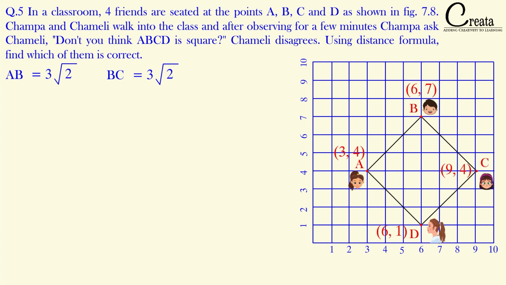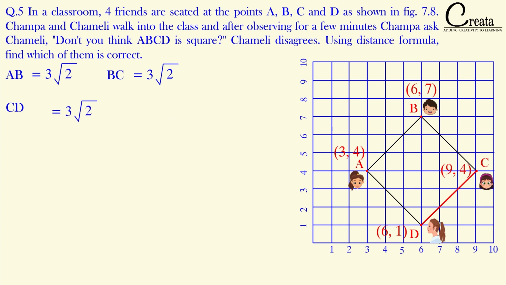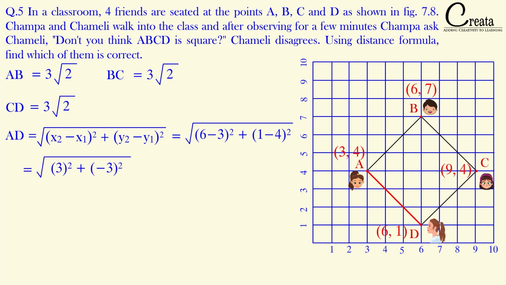Let's move further to CD. Again the distance formula, we know x1, y1 and x2, y2. Let's put the values, open the square. We got root of 18, that is 3 root 2. Again, are you observing? I think we are going in the right direction. All the three sides we got as 3 root 2, that is equal. Let's go to AD. Again the distance formula, all the points we know. We got the answer as root of 18, that is again 3 root 2. So we got all the four sides of the quadrilateral equal.